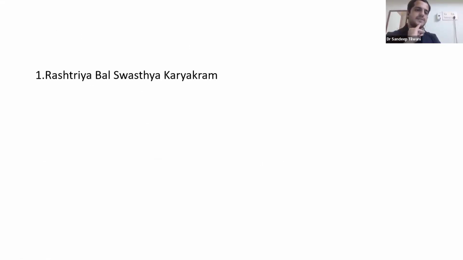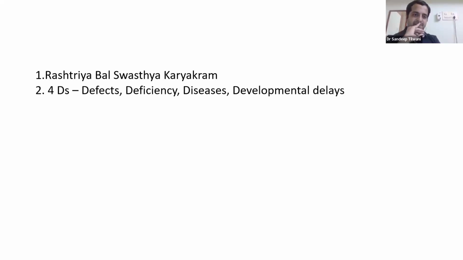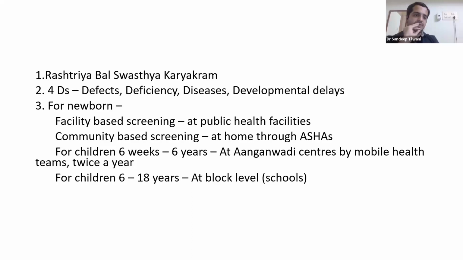So RBSK stands for Rashtriya Bal Swasthya Karyakram. The 4Ds are defect, deficiency, diseases, and developmental delays. So where is the screening actually being done? For newborns, there are two areas where screening would be done. One is facility-based screening, which is done in all the public health facilities, that is inside the hospitals. And next is community-based screening, which is done at home through the ASHA workers.